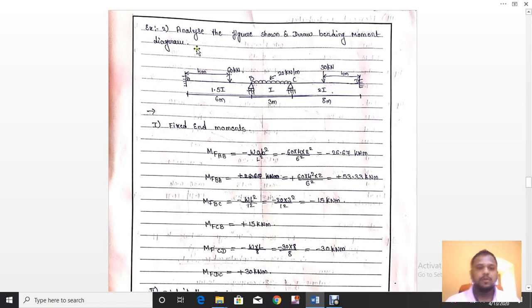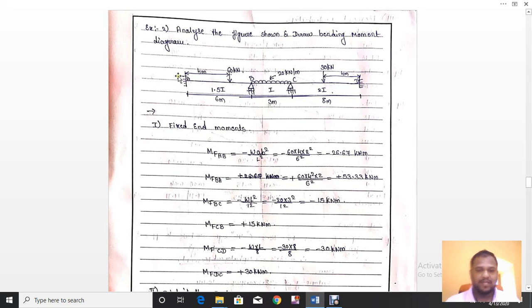So today we are going to study another continuous beam example. This is the figure which is shown. We need to analyze this figure and draw the bending moment diagram for it. It has three spans: AB, BC and CD.